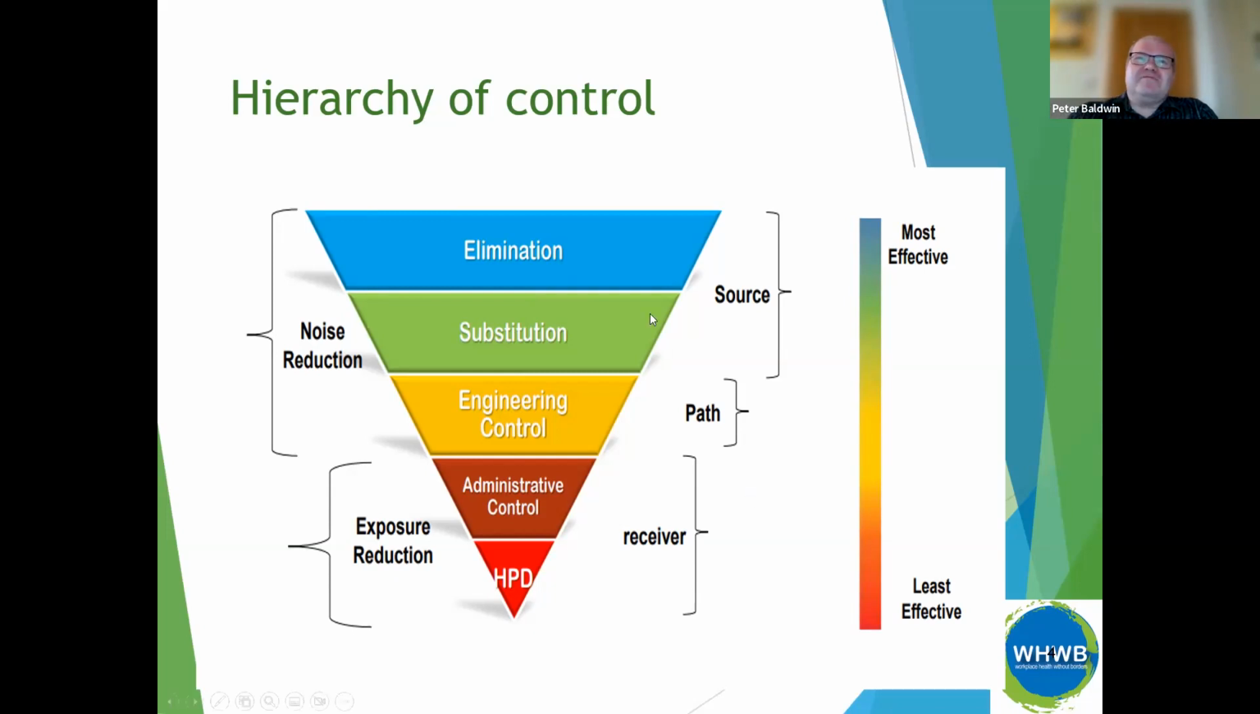I'm sure you can see from this, if you look at elimination, that has a great potential to be the most effective way of doing it, because you basically got rid of the noise source, so there will be no noise problem. Then you've got substitution, which is not quite as good because things can go wrong with that. Engineering controls, you're not really controlling the noise source, you're just controlling its transmission. It can be effective, but it might also be prone to failure, and because of maintenance, things are going on there. And when you're talking about the individual, the receiver, and this exposure reduction side, that is the least effective of the lot.